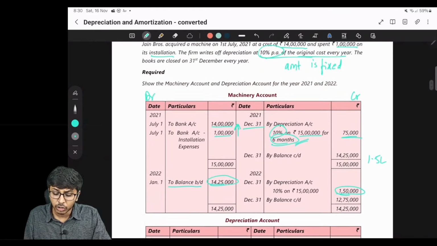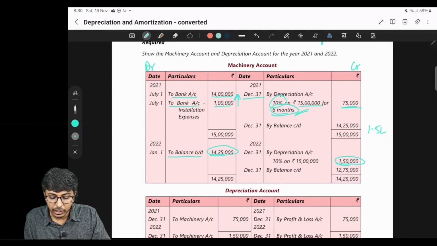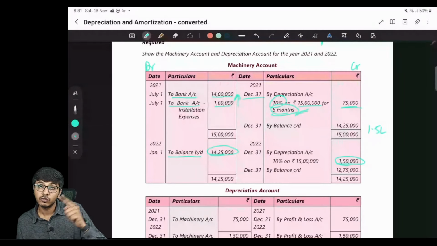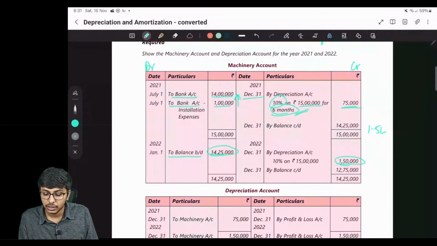So this is how you should present your machinery account, where date, particulars, amount will be used, and date will be written first. Purchases will be debited to your machinery account. It will increase the value of the asset by debiting. Then depreciation on the credit side, you will put by depreciation, 10% of 15 lakhs for the first year. If it was a full year, it would have been 1 lakh 50 only. Because it is less than 1 year, it is 75,000.